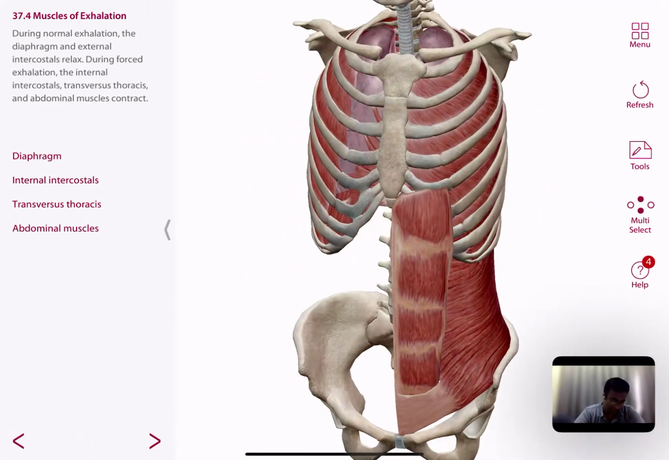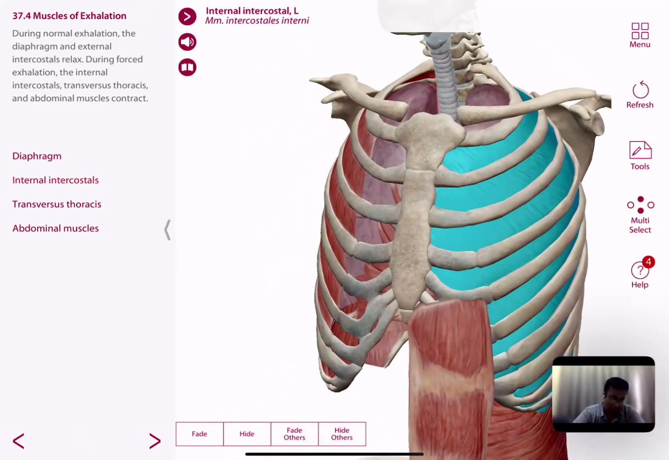we'll see here. So these are the internal intercostal muscles, which will help in exhalation of air. They will help in pulling the rib cage downwards and inwards. Okay, so this is about breathing movements.